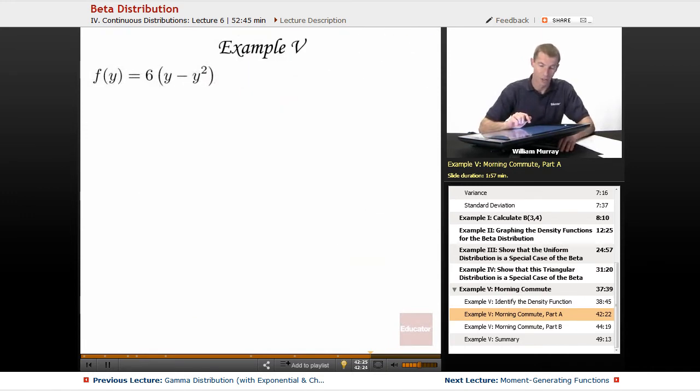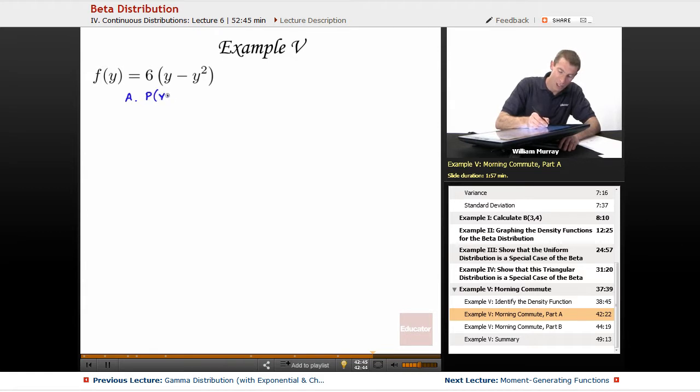So we're still working on example 5. We had the setup on the previous slide, but what we figured out was the density function is equal to 6 times y minus y squared. And now for part A, we wanted to find the probability that your commute will be longer than 30 minutes. So the probability that y will be bigger than or equal to, we're measuring things in terms of hours, so I converted 30 minutes into an hour.